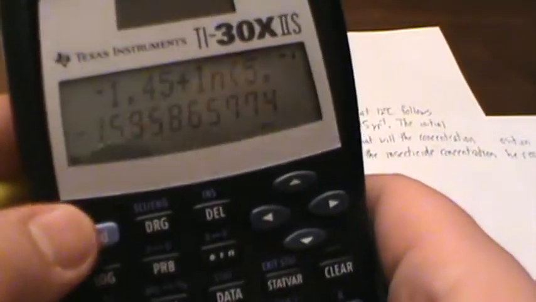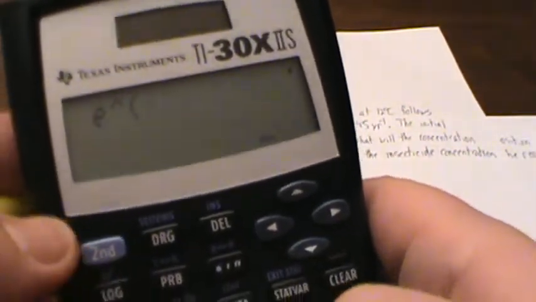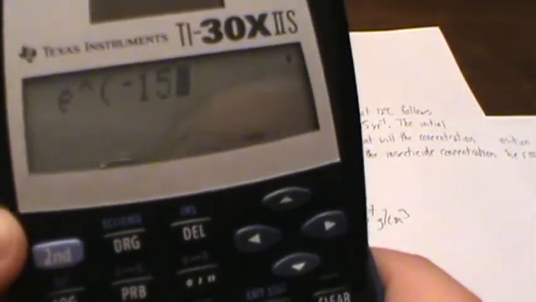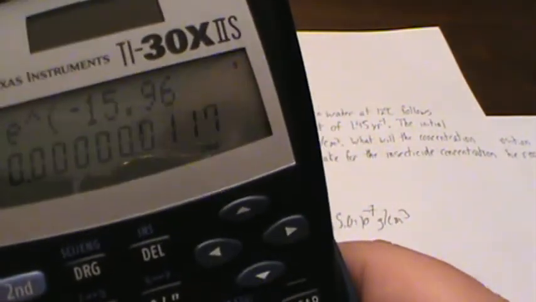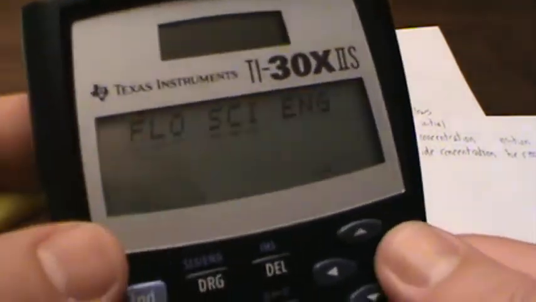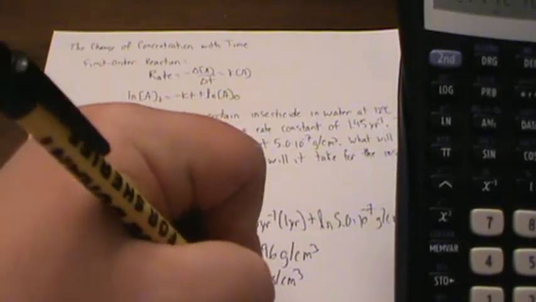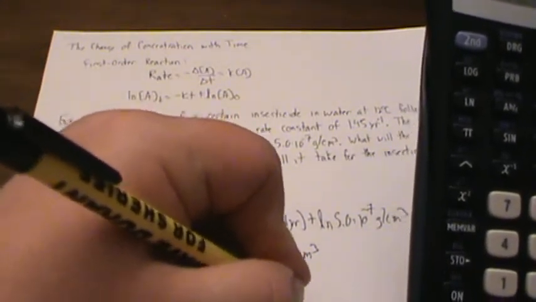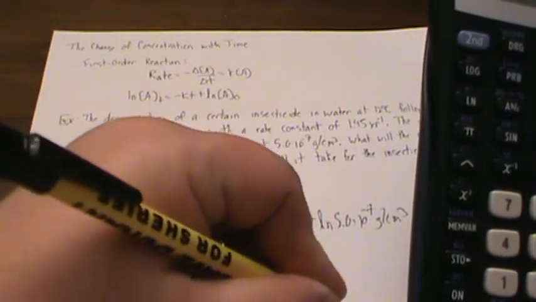Okay, so let's take e to the negative 15.96. Our concentration comes out to be 1.17 times 10 to the negative 7th grams per cubic centimeter.